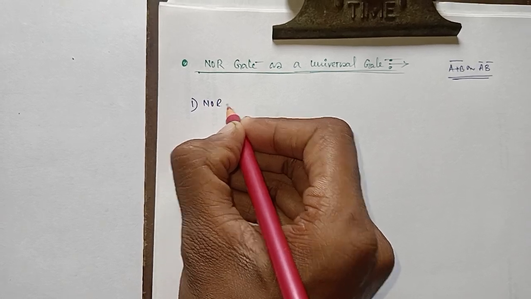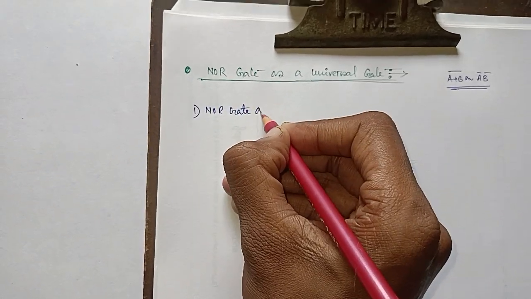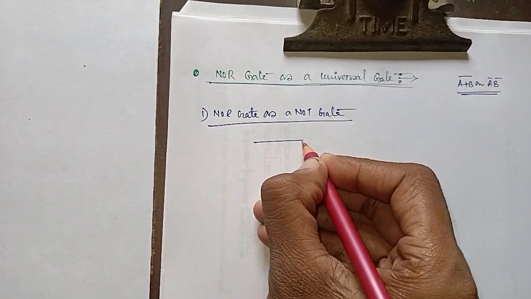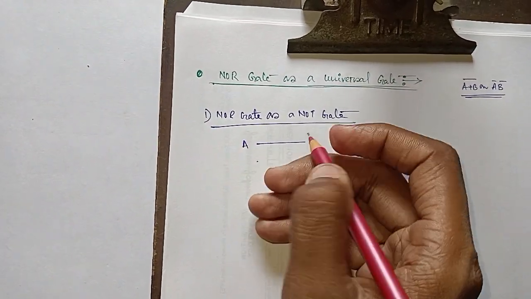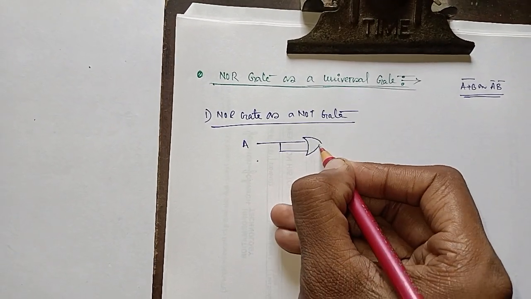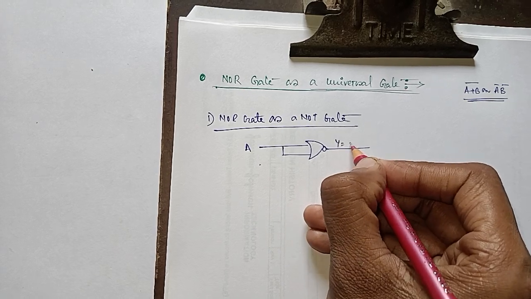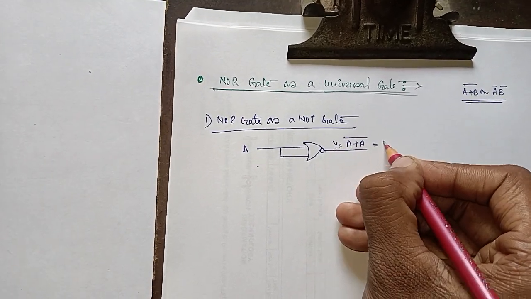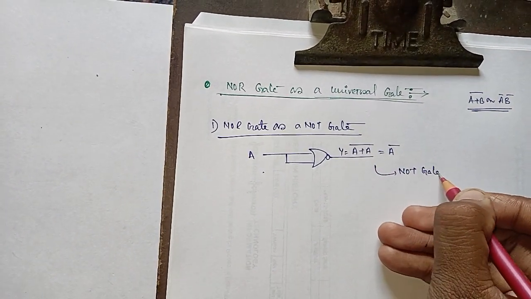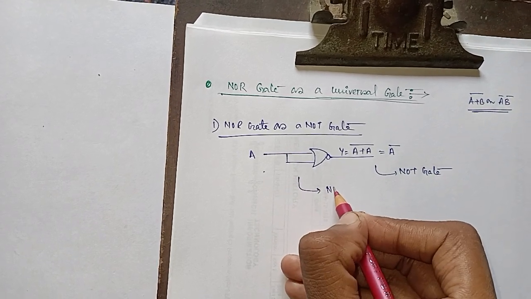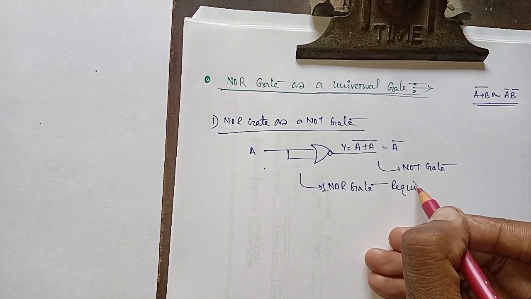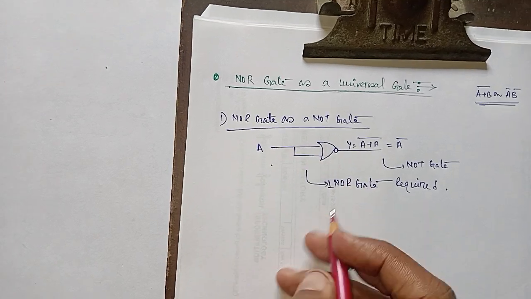First, the NOR gate as a NOT gate. If A is the input and we implement it as a NOT gate, we get y is equal to (A plus A) whole bar, so we can say A bar. So this acts as a NOT gate. One NOR gate is required for implementing this NOT gate.